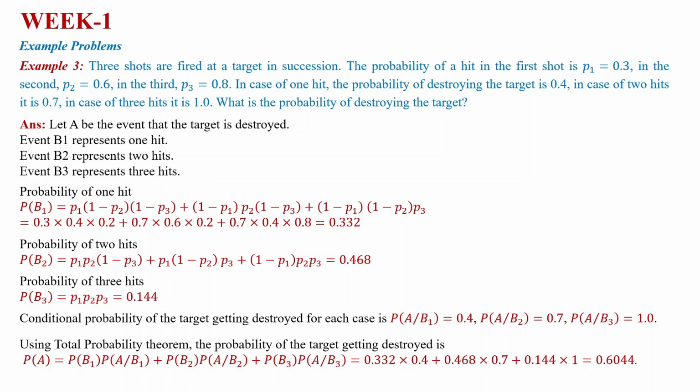So using the total probability theorem, the probability of the target getting destroyed is P(A) equal to P(B1) multiplied by P(A upon B1) plus P(B2) multiplied by P(A upon B2) plus P(B3) multiplied by P(A upon B3), that is 0.332 into 0.4, plus 0.468 into 0.7, plus 0.144 into 1, equal to 0.6044. So the probability that the target will be destroyed is 0.6044.